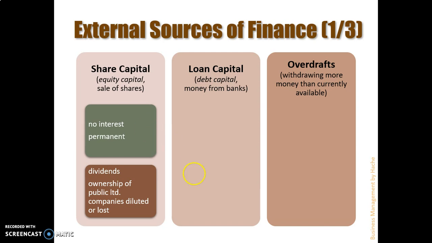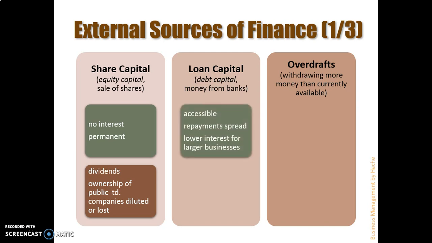Loan capital is the second one. Loan capital is basically getting money from a bank. Getting a bank loan is also known as debt capital. And the good thing about these is that it is accessible money. Most people can actually get a bank loan, even a sole trader, up to the biggest company you can imagine. All of them can actually access a bank loan most of the time.